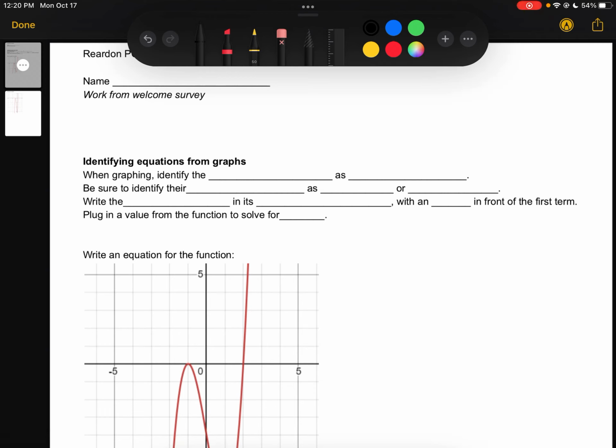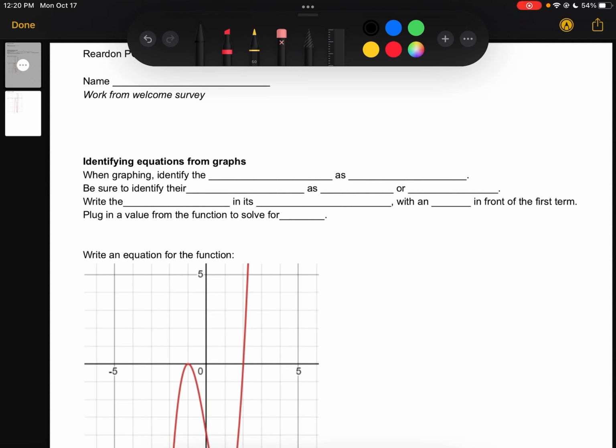Hi everybody and welcome. Today we're going to be talking about identifying equations from graphs with polynomials. We touched on this in previous weeks, really focusing on intercepts instead of the entire equation. So today we take this to the next level and get to a place where we have the entire equation of the graph instead of just looking at pieces of it.